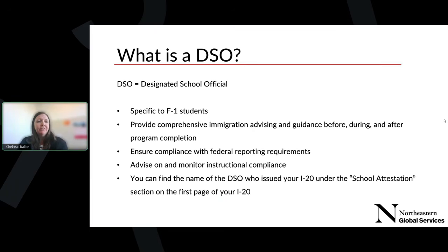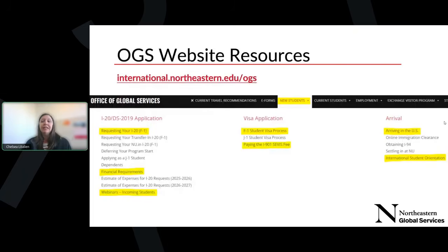You'll receive an I-20, which I will talk more about, but you will find the name of the DSO, the member of the OGS team who issued your I-20, on the front page of that document. We have a sizable team of, I want to say, 30 to 40 DSOs here who are supporting you throughout your time at Northeastern, before and after.